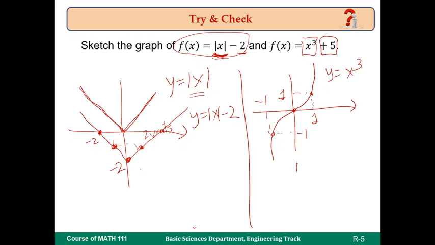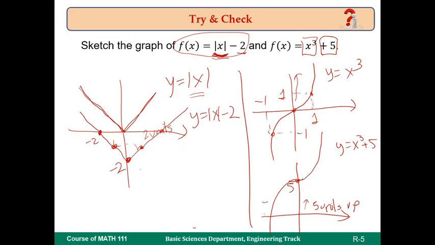It means we will shift it 5 units up. So I will try to make it like this. So it will go up 5 units vertically. So this 0 will go up, and then it will come to 5 here. So we'll have this one. Now it will be y equal to x cubed plus 5.